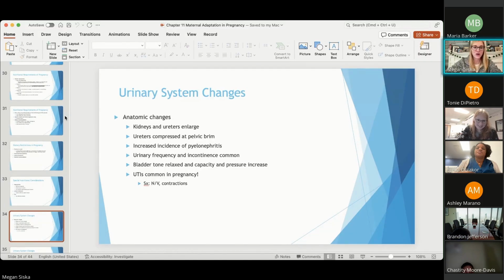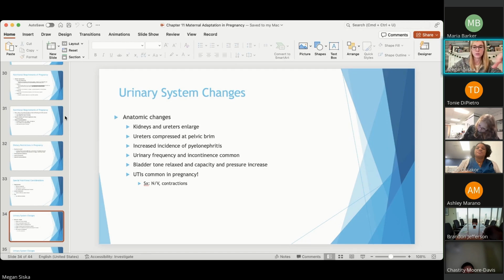Okay, so urinary system changes. Our kidneys and our ureters do enlarge. Their ureters can get compressed at the pelvic brim. We can have increased incidences of pyelonephritis, an infection in the kidneys. We have urinary frequency and maybe some incontinence. The bladder tone is more relaxed, and the capacity and pressure increase as well.